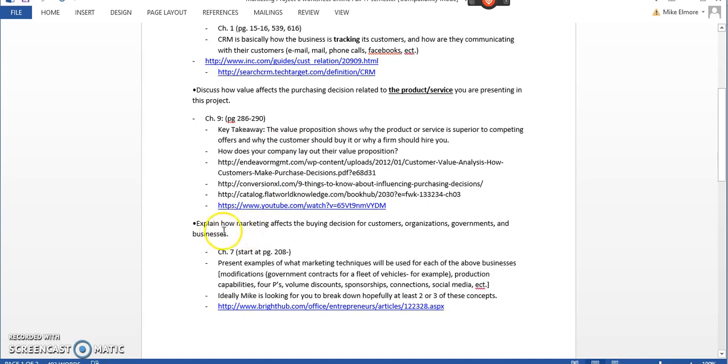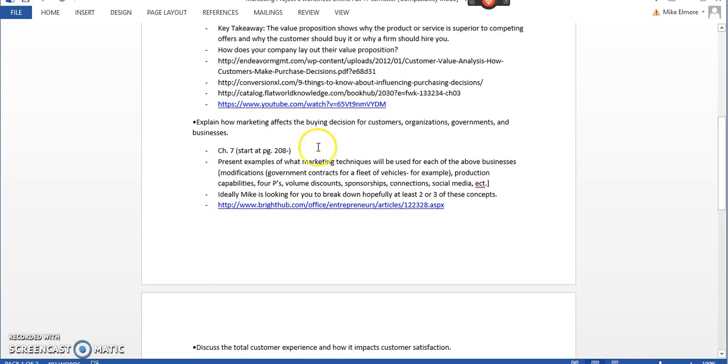Now, how marketing affects the buying decision: we're flying high, but we're back to that decision-making process. How is that impacted? What does it mean, that process, when you get to government agencies, certain organizations? It can be a lot longer. It takes a lot. There are added issues involved in that decision-making process, and that's a clue.